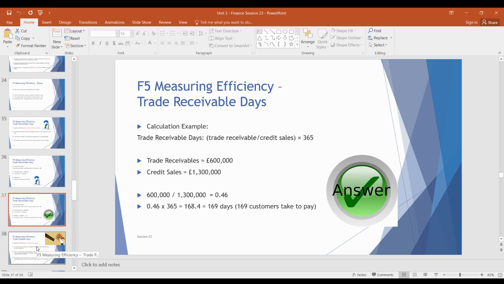Now, at the moment, that doesn't mean anything because our credit term might be 180 days. It might be 30 days. We'll be using these figures later on.